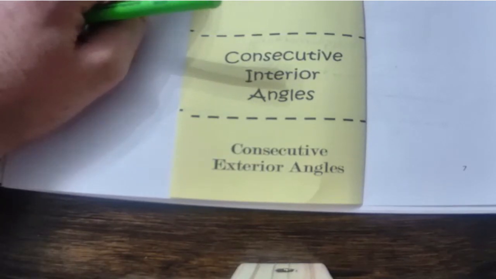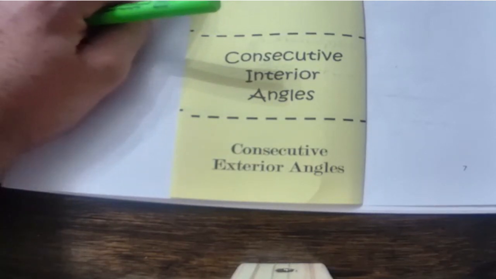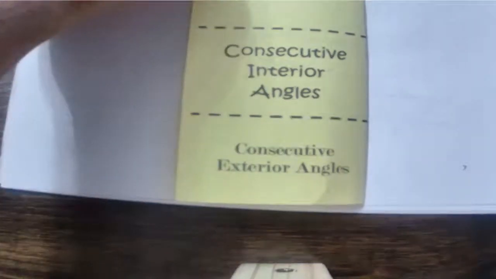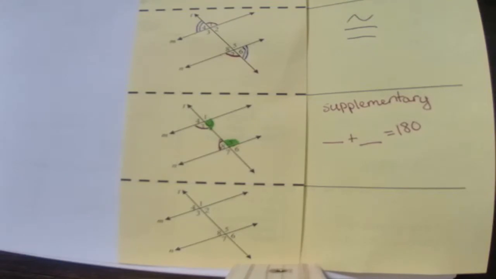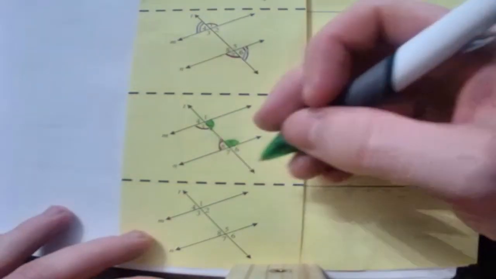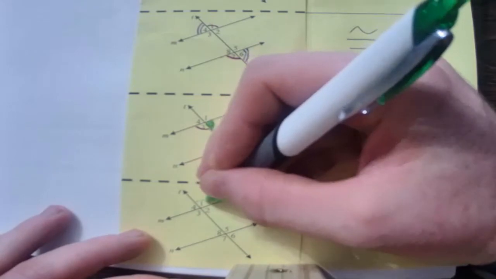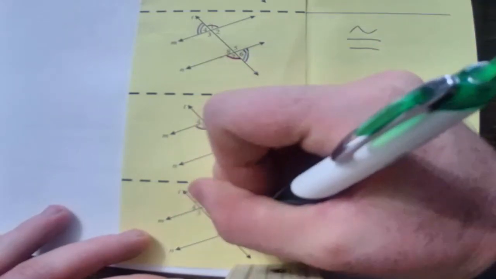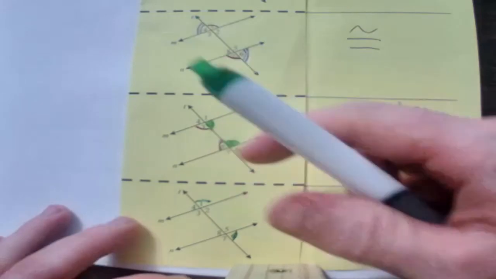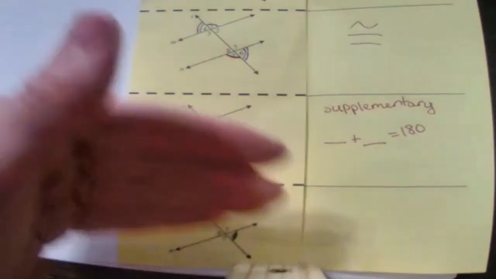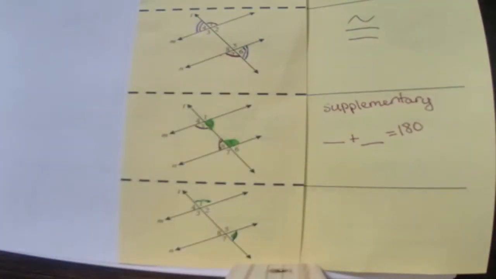Now the last one here, consecutive exterior angle. So this one's very similar to the one we just did, except now they're outside of the parallel line. So let me go ahead and show you the two that it can be. So for this one, one of the examples could be 1 and 6. So they both are on the exterior because they're outside of the parallel lines, and they're consecutive because they're on the same side of this transversal.